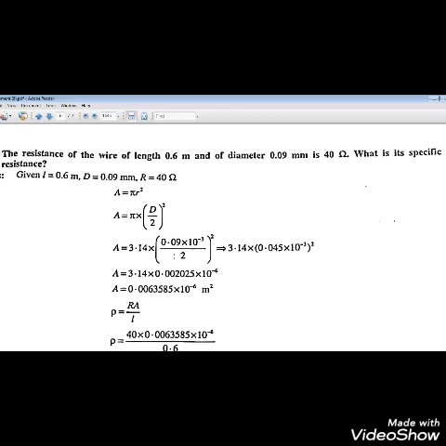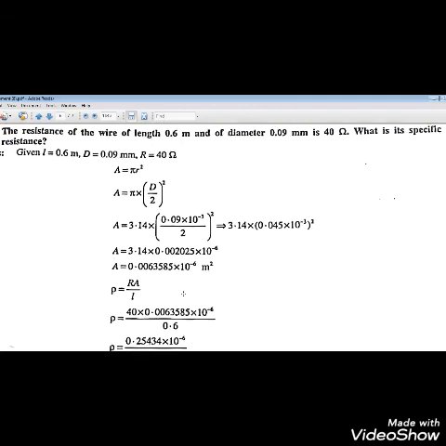0.09 divided by 2 is found to be 0.045 into 10 to the power of minus 3, whole square, into 3.14. Then make the square of this whole thing, which is found to be 0.002025 into 10 to the power of minus 6, and that is multiplied with 3.14. You are getting the area as 0.006385 into 10 to the power of minus 6 meter square.